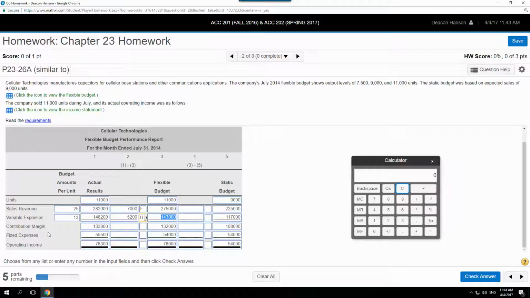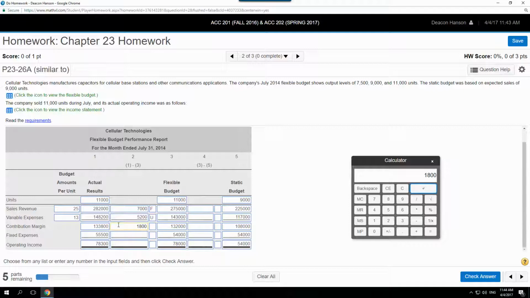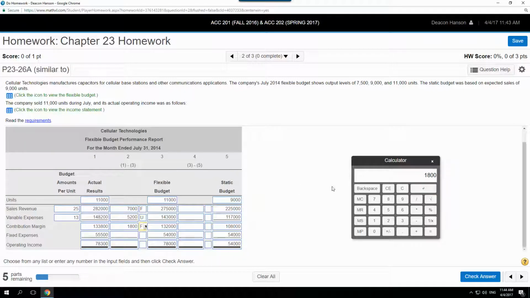So your contribution margin, that's a number that you want to be high. Yes, you want it to be higher than the budget. Since it is higher than the budget, the difference is 1,800. It's a favorable variance.